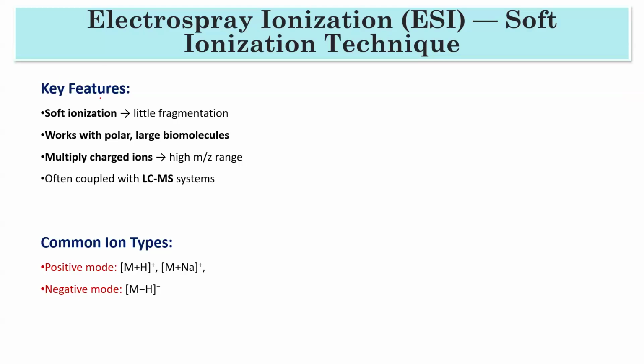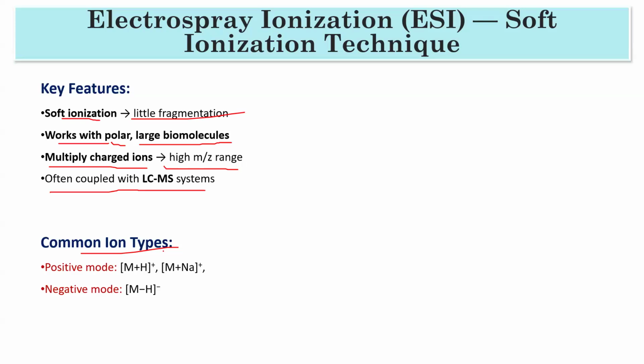There is another one, electrospray ionization, which is also a soft ionization technique. It is actually very popular, and in 2002 two scientists got the Nobel Prize for it. Soft ionization means fragmentation won't be too much, and it works very well with polar molecules and large biomolecules. Also, you can get multiply charged ions, which we will talk about. It is coupled with LCMS more often.